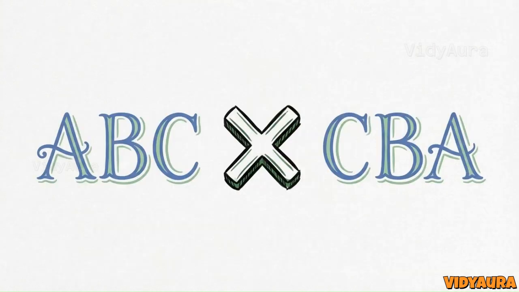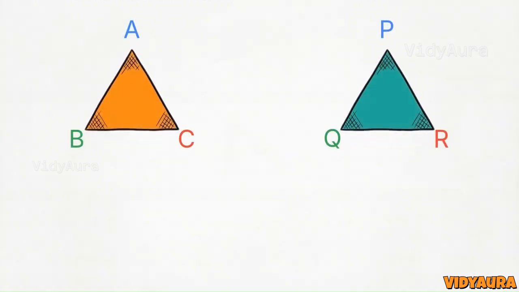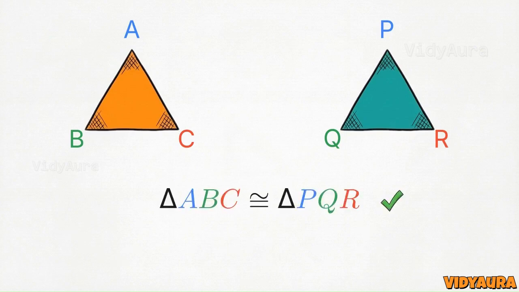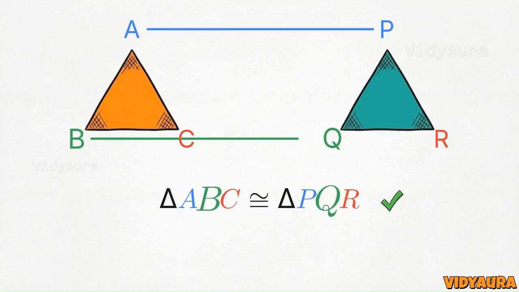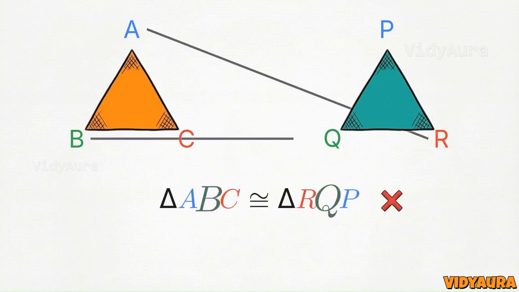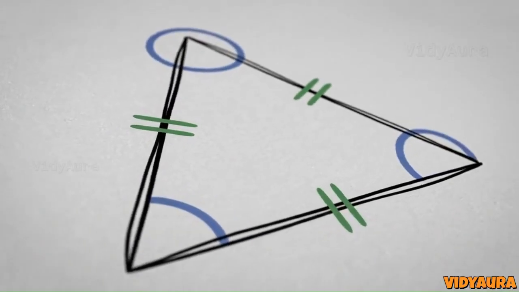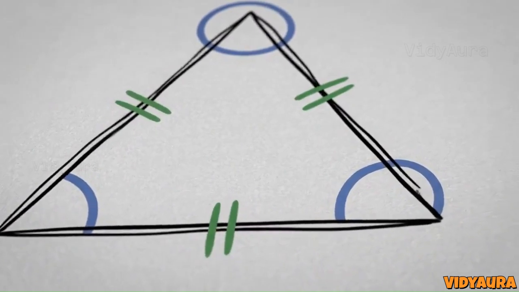There is a common mistake you need to avoid when writing your final answer. The order of your letters matters. You must follow the rule of corresponding vertices. The order of the letters in your final statement must map to the matching angles of the triangles. Triangle ABC congruent to triangle PQR is correct because angle A maps to P, B maps to Q, and C maps to R. Writing triangle ABC congruent to triangle RQP is incorrect because the letters no longer align with the matching parts. True mathematical mastery requires both finding the correct evidence and reporting it with absolute precision in your final answer.